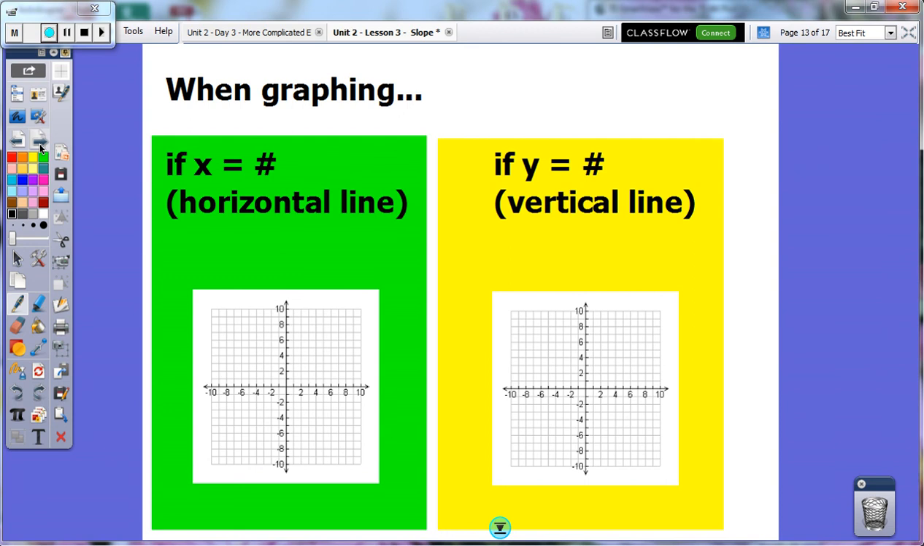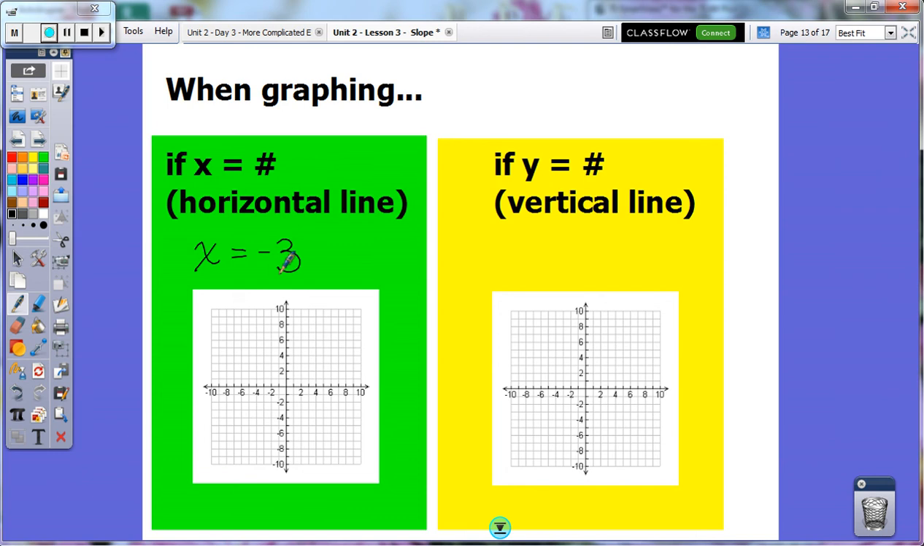So guys, this is huge. Star it. Put bubbles around it. I don't care, but make sure you know that it's huge. Guys, anytime you're graphing, if x is equal to a number, plain number, no other variables. For instance, you have x is equal to -3.